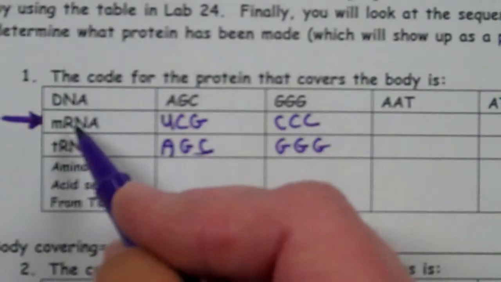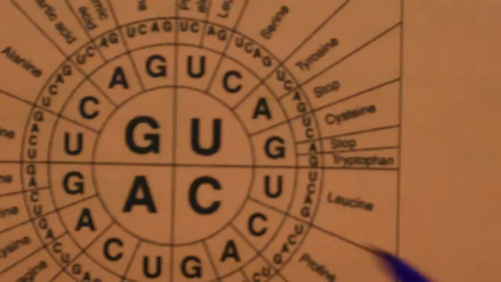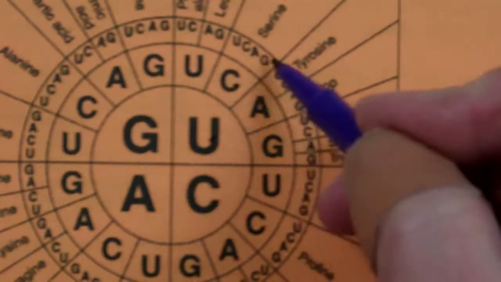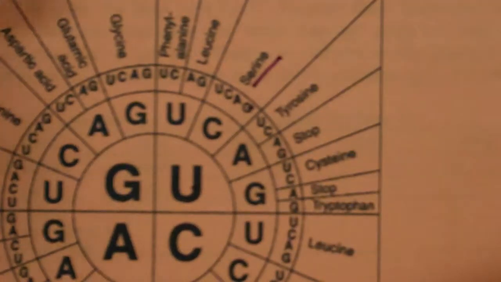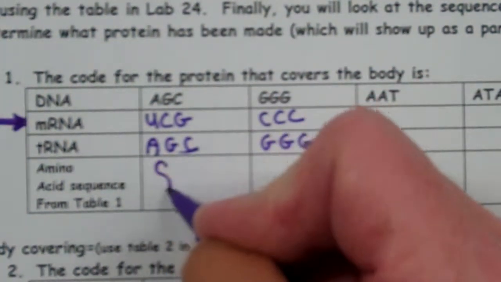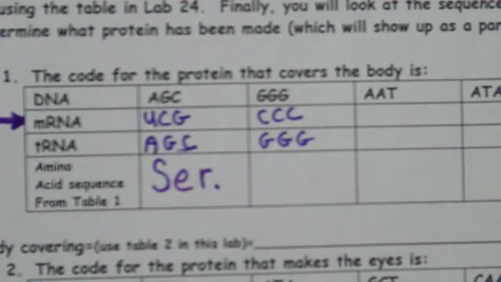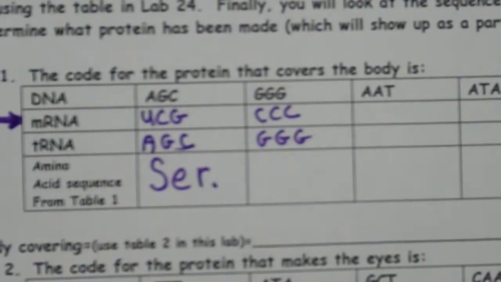But we need to look up the mRNA in our wheel. So we're looking up UCG, which you start in the middle, UCG, and that is serine, okay? So you can either write out the whole word serine, or we can just abbreviate it if you want. Be careful with an abbreviation of glutamic acid, because there's also an amino acid called glutamine. So if you have one of those, be careful.